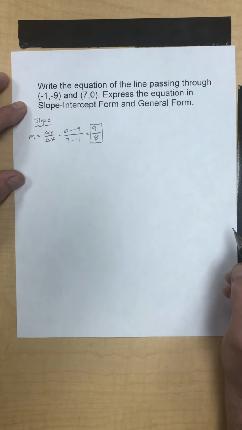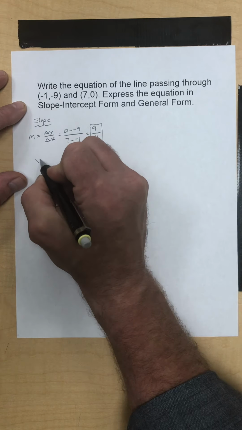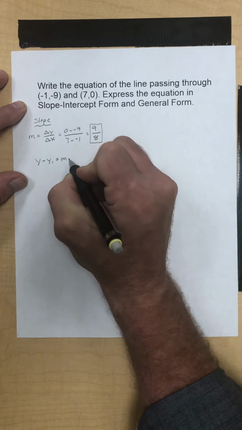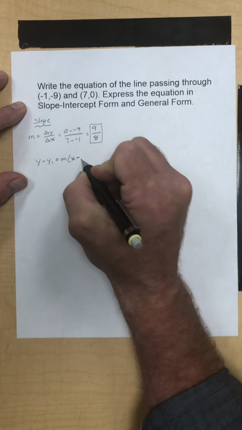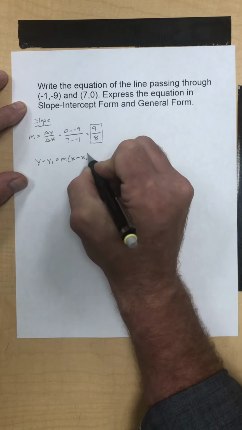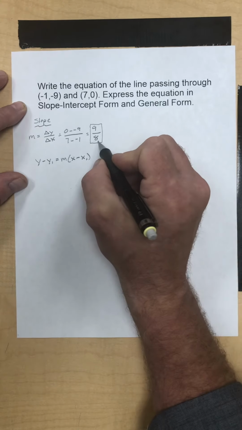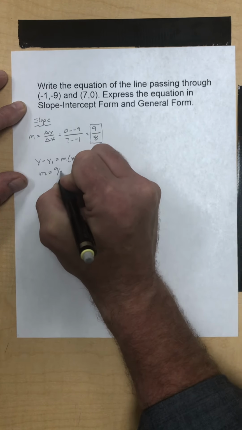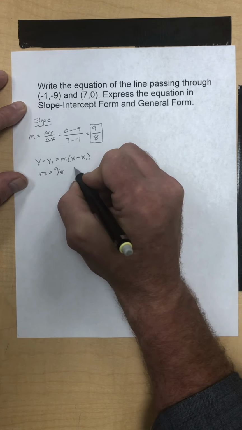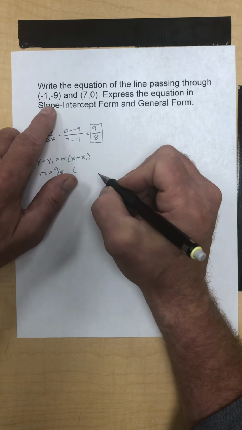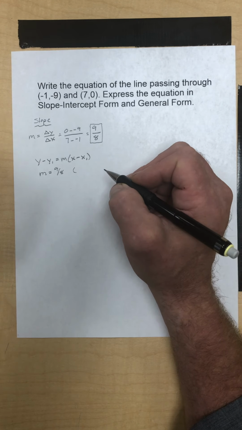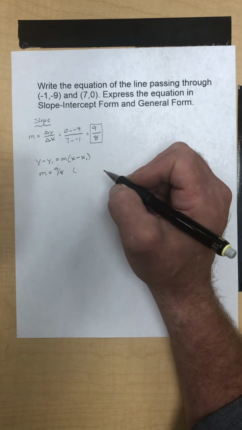Okay, all right, so I'm going to start with my point slope formula. y minus y sub 1 equals the slope, little m, times x minus x sub 1. So when I do that, I have to use this as my slope. The slope is 9/8, and my point, I have to use either this guy or this guy, and it doesn't matter which one you use because it's going to give you the same equation.